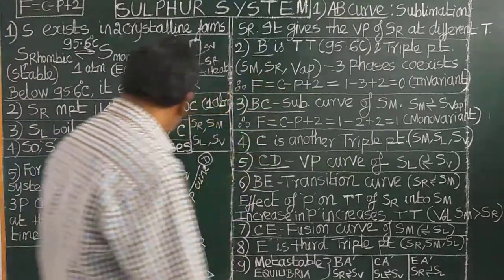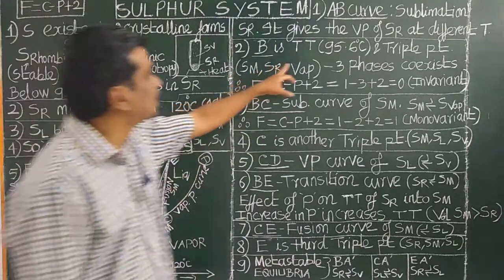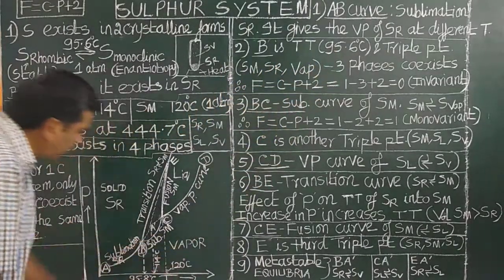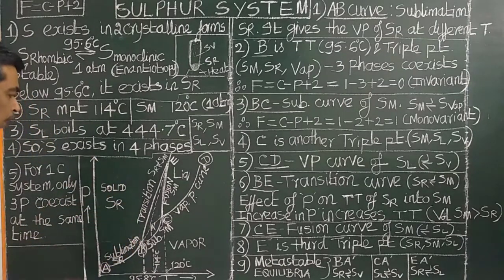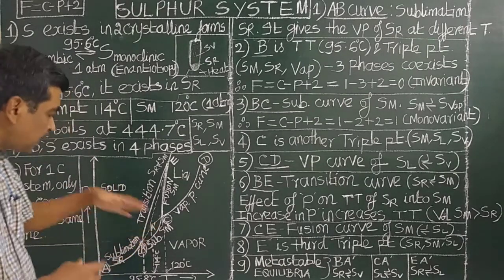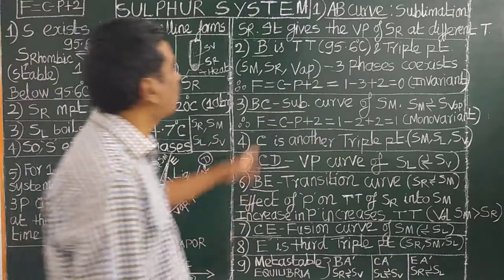Now B is called the transition temperature and also called the triple point. When two or three curves meet, the point is called a triple point.